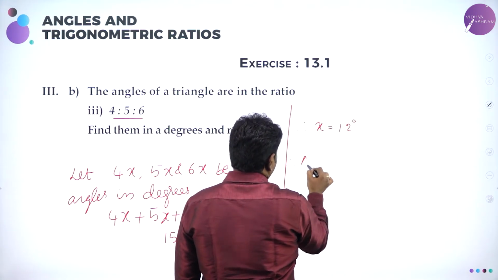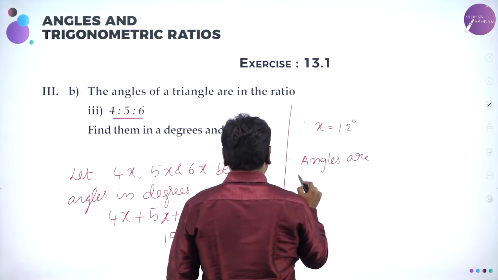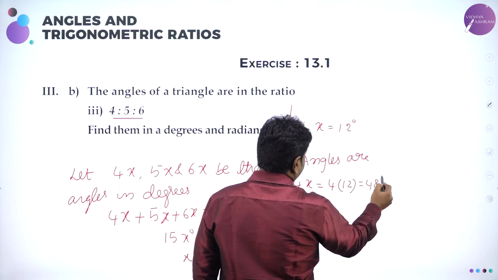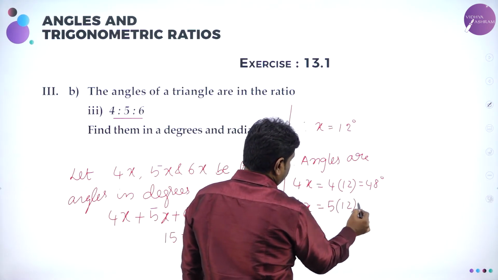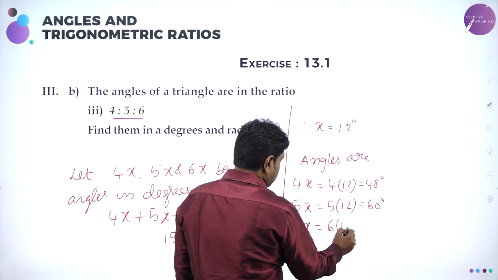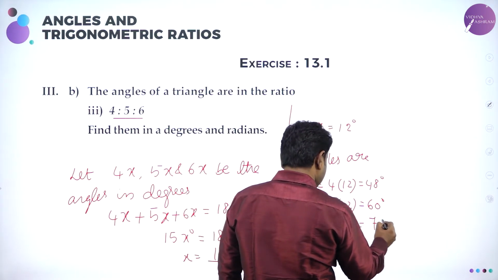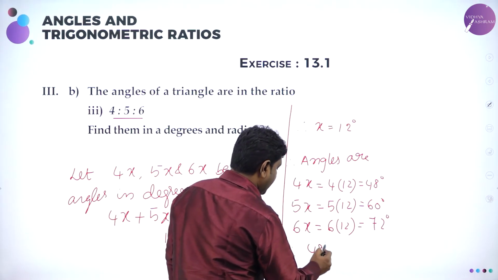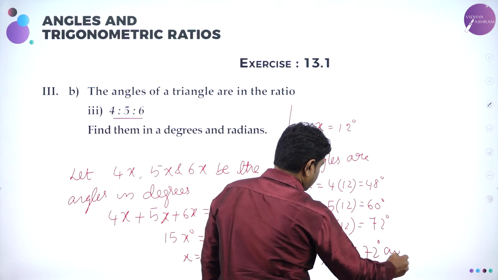Now therefore, what are the angles we have in degrees? The first angle is 4x. 4x means 4 into 12. All of you know 12 fours are 48 degrees. The second angle is 5x. 5x means 5 into 12. 12 fives are 60 degrees. Then the other one is 6x. 6x is 6 into 12. 12 sixes are 72 degrees. So these are the angles: 48 degrees, 60 degrees and 72 degrees.